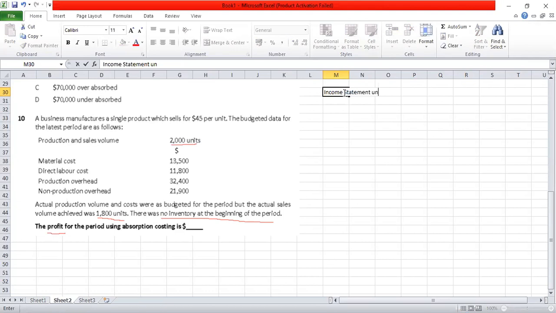Income statement under absorption costing. So let's start with sales. Sales, how many units did they sell? They sold only 1800, into a selling price per unit of 45. So that comes up to... then from this we have to deduct the costs. There are four items which are given. One is material cost, then labor cost, production overhead, non-production overhead.